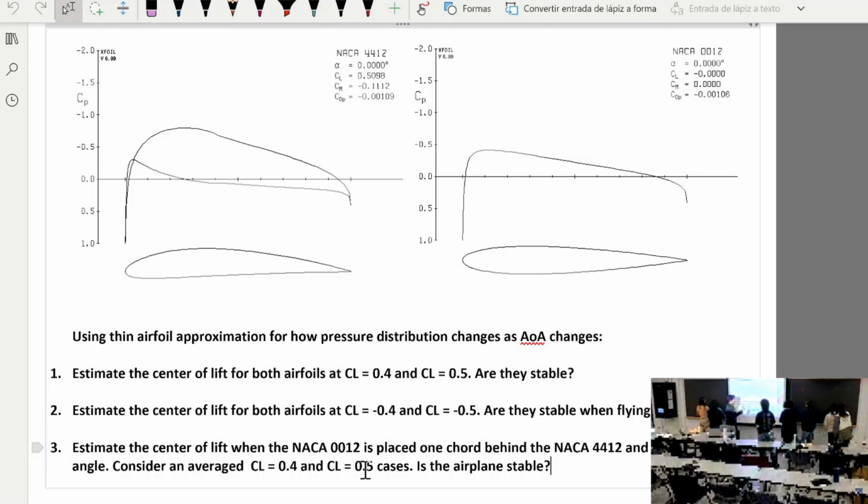If the center of lift moves towards the tail as you increase CL, it's going to be stable because it's nose down. If as you increase CL the center of lift shifts towards the nose, then it's unstable because it'll be pitched further nose up. Also do this for the negative CL: if you fly the airplane upside down, are they stable? And third, if I have both a main wing and a horizontal tail of the same chord and same span, with the leading edge one chord downstream of the trailing edge, answer the same questions.